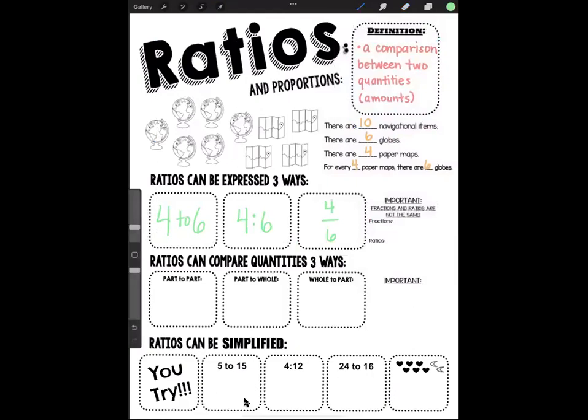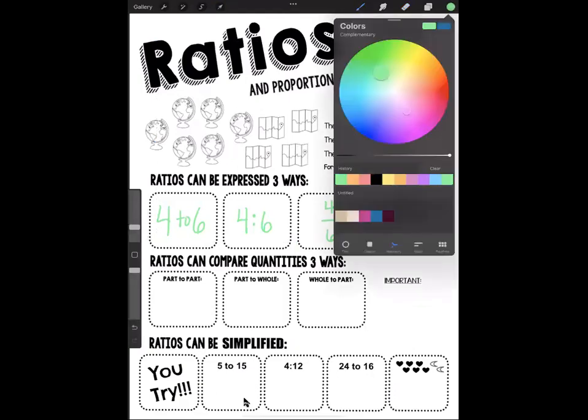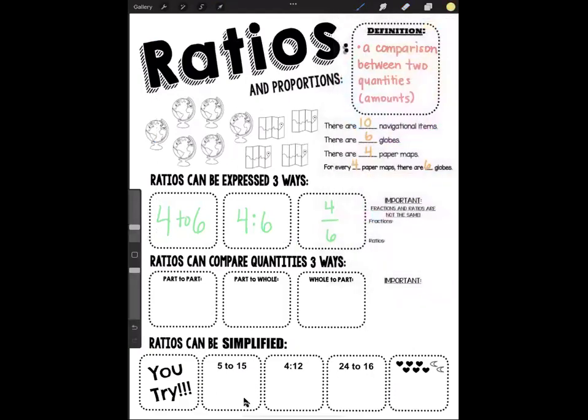Over here to the side, it says important. And if you want to put maybe some stars by that, it says fractions and ratios are not the same. So they might look similar, but here's the difference. A fraction is always a part of a whole. The part is the top number, the whole is the bottom number. And ratios can actually be 3 different things.